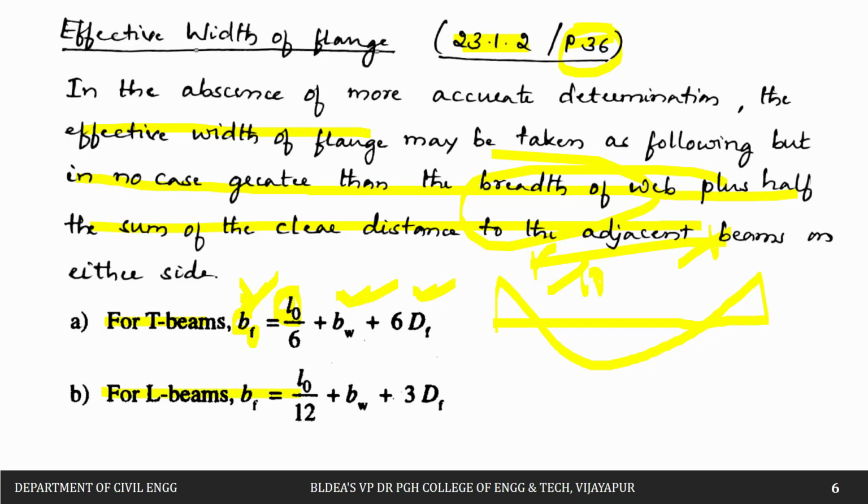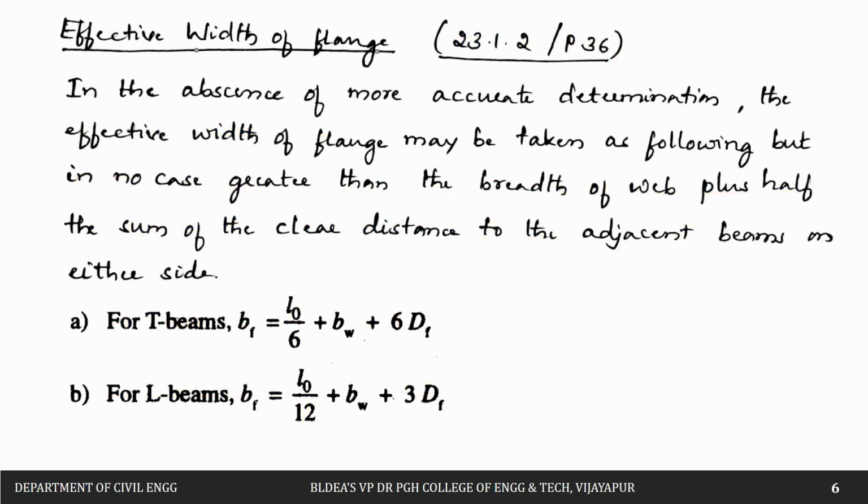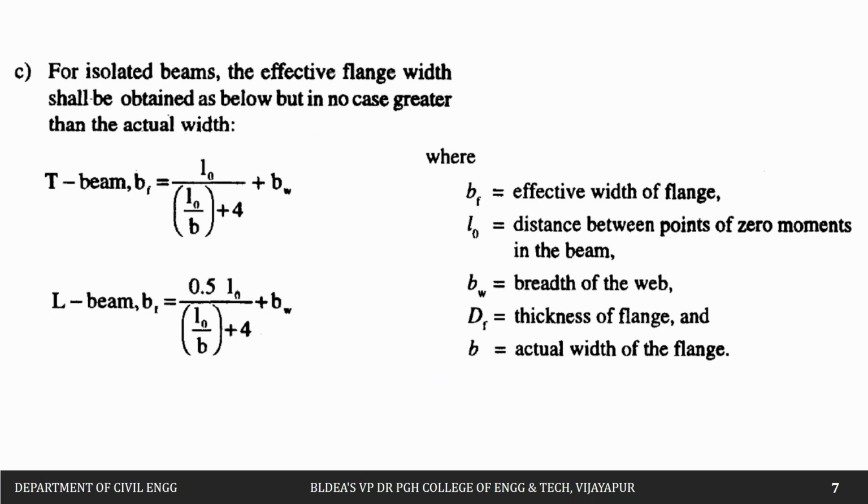Similarly for L beams, bf is equal to L0 by 12 plus bw plus 3 df. This is 6, this is 12, and this is 3, this is 6, this is 3. In this way, for T beams and L beams, we calculate the effective width of the flange if it is a continuous beam. If we have isolated or separate beams, then for T beams we take L0 divided by (L0 by b plus 4) plus bw, and 0.5 L0 divided by (L0 by b plus 4) plus bw for L beams.